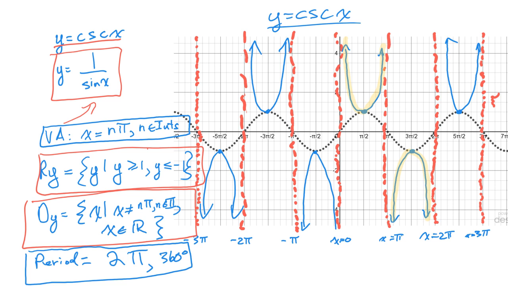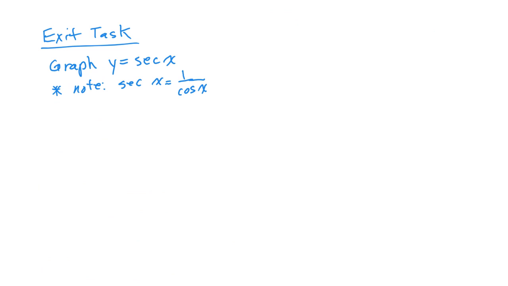All right, so now you're going to go and do that exit task for me. For your exit task today, you're going to graph y is equal to secant x, and you're going to note that secant x is equal to 1 over cosine x. So when you graph that, first graph y is equal to cosine x, just like we did before, but use dashed lines. And then proceed to graph y is equal to secant x.